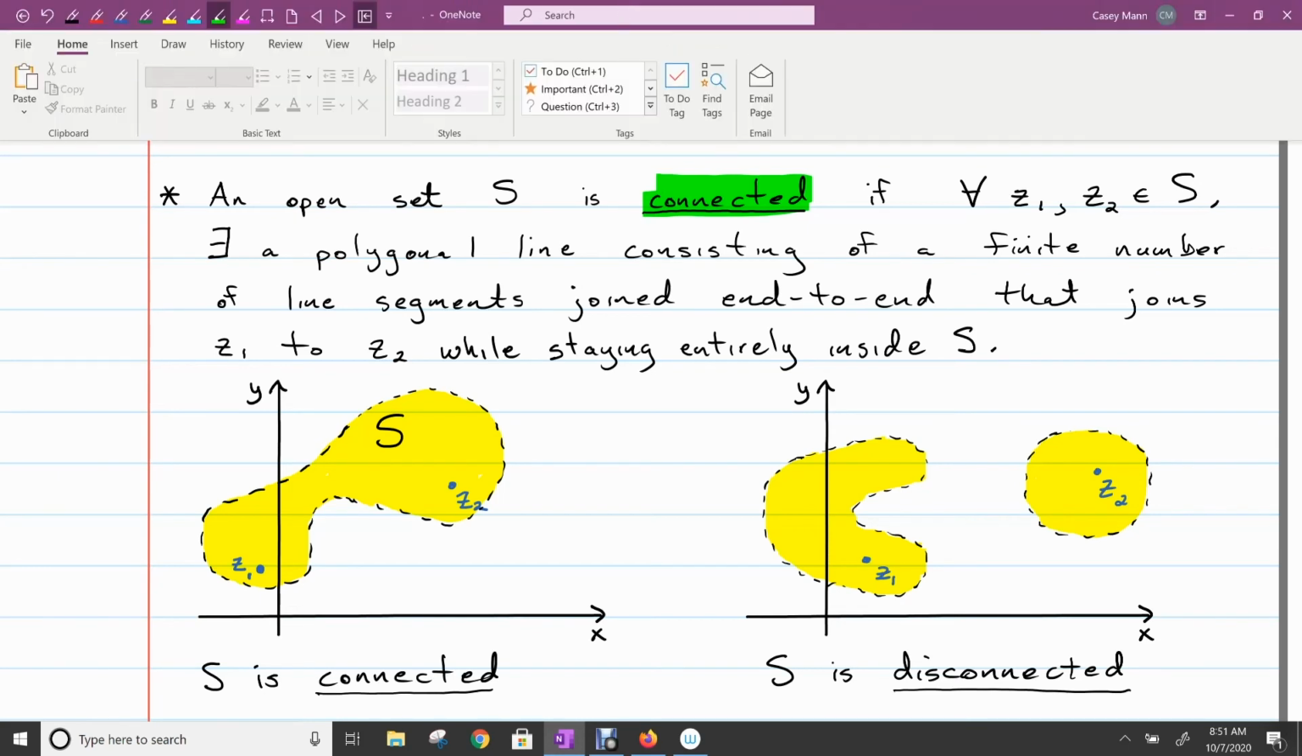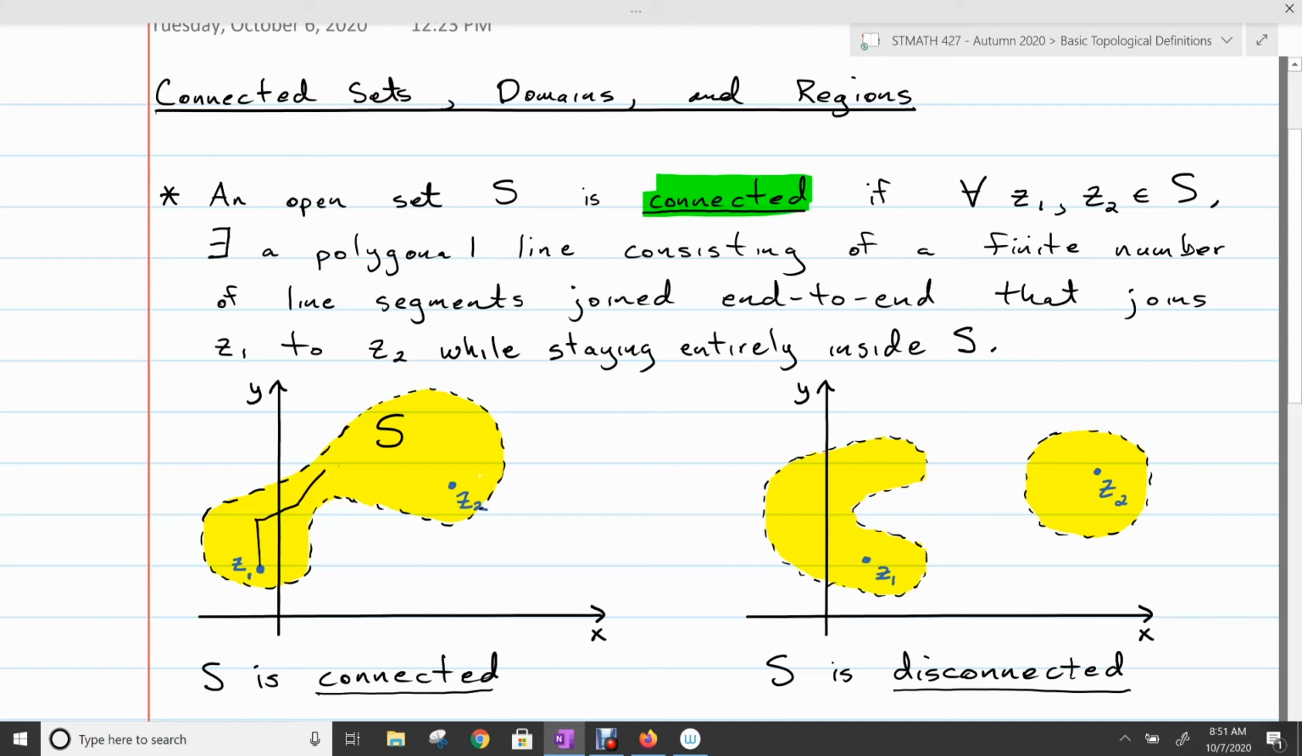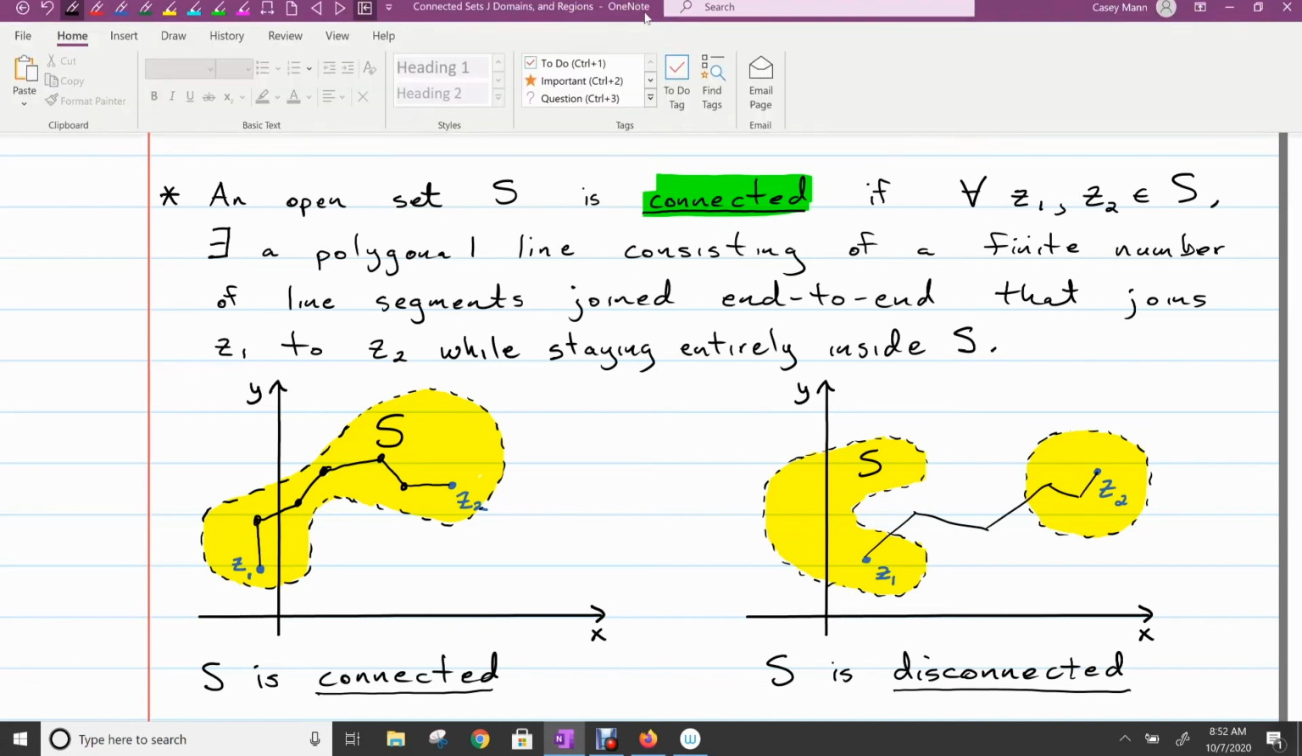So for example, that left yellow set there, you can see that you can draw a little zigzaggy line from z1 to z2, and that polygonal line would stay entirely inside of S. On the other hand, for the set on the right, there's no way that you're going to draw a polygonal line from z1 to z2 that stays inside of that set S, S being the combination of those two pieces. Any polygonal line that you would draw from z1 to z2 would have to go outside of S, right? So you'd have a little bit of a problem area there.